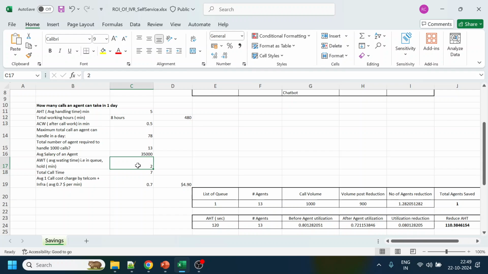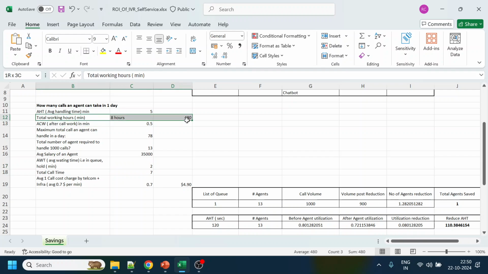Average waiting time means that if a call comes from your IVR and before going to the agent it stays in a queue, that whole music that you hear, that's the AWT, average waiting time. I have given 2 minutes, which is one of the best industry standards. If you have a waiting time of less than 2 minutes, you're doing good in the contact center. Anyway, let's not divert from the topic. What are the additional parameters I have considered?